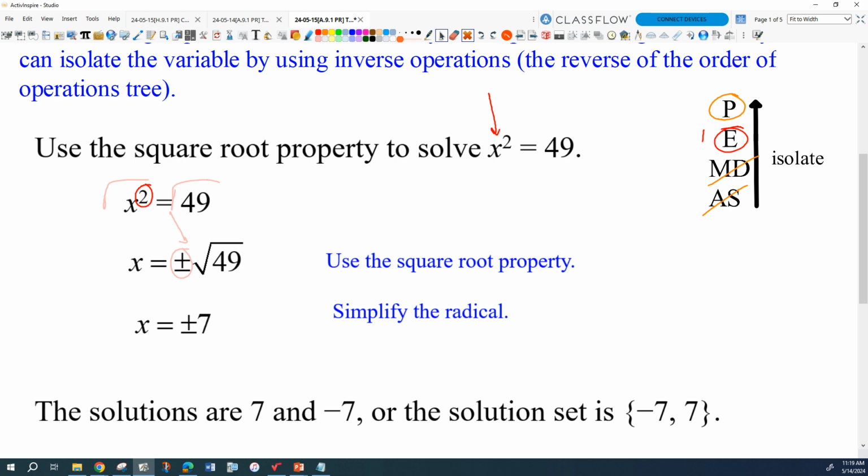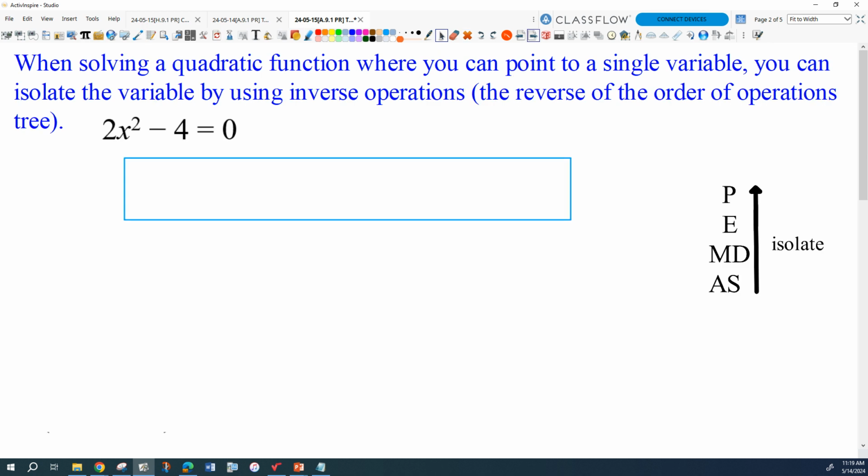Okay, so this is great. In certain situations, whenever I can point to a single variable, I can just use inverse operations, which is easy. Thumbs up or down. Can I point to a single variable? Yeah, I can. I see one right there. Okay, so we get to use inverse operations to isolate it then. What's the first step?